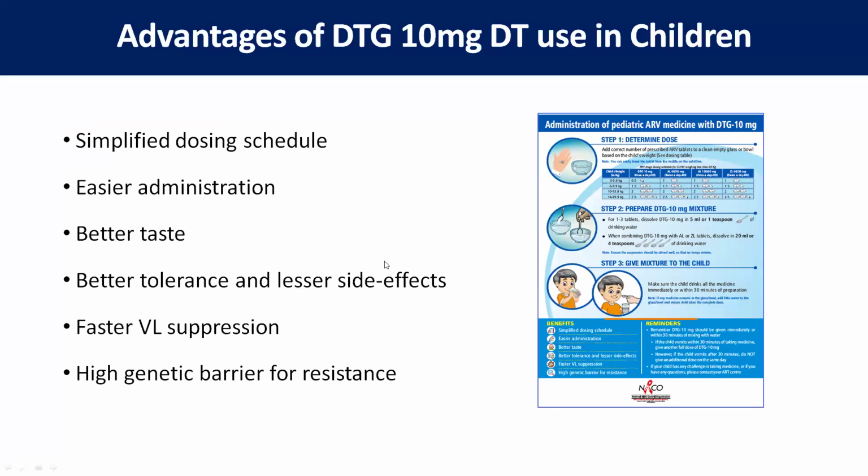DTG has a simplified dosing schedule. Very easy to administer, better taste, better tolerance, and lesser side effects. We have seen many cases of intolerance in lopinavir because of the very bitter taste. So sometimes we have to give anti-emetics and all. But we have not observed any such complaint from the parents for dolutegravir. It causes faster viral suppression and it has a high genetic barrier for resistance. So chances of getting resistance and mutant virus is very less if you start with a dolutegravir based treatment.